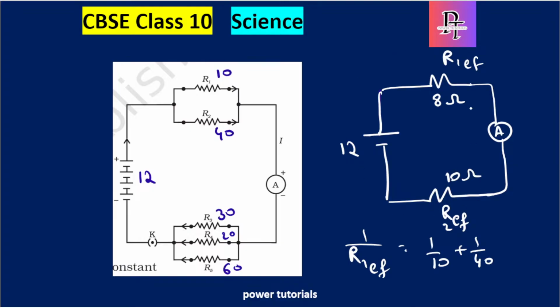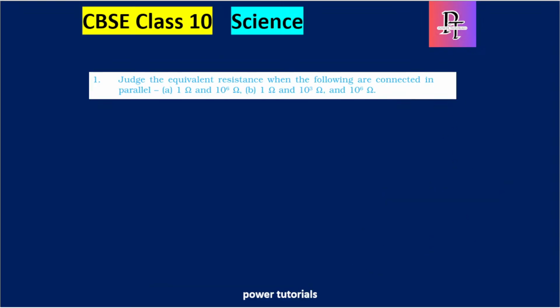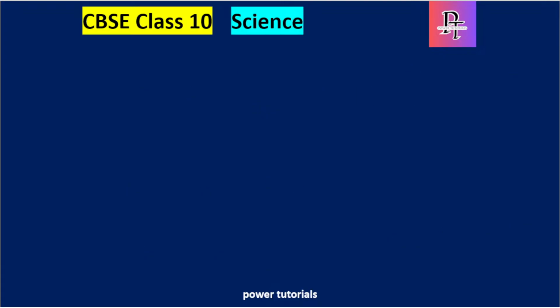So what will be the total resistance? It will be the summation of these two because they are in series. So I will write the next circuit. The new circuit is something like this.